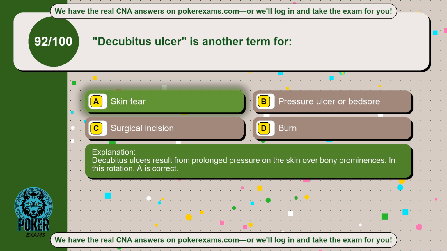Decubitus ulcers result from prolonged pressure on the skin over bony prominences. In this rotation, A is correct.